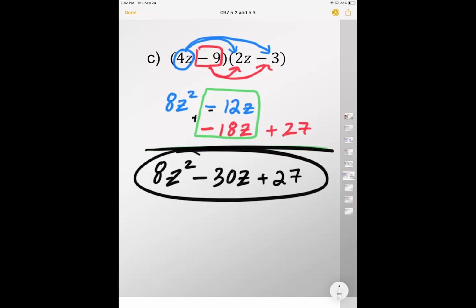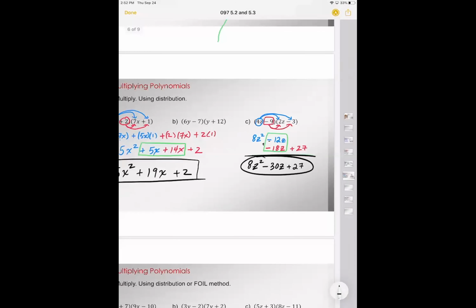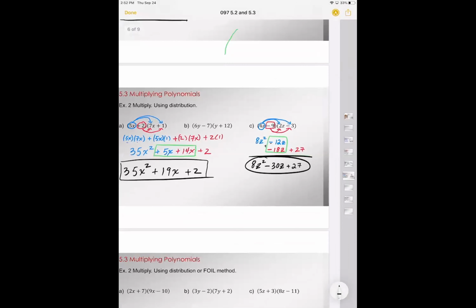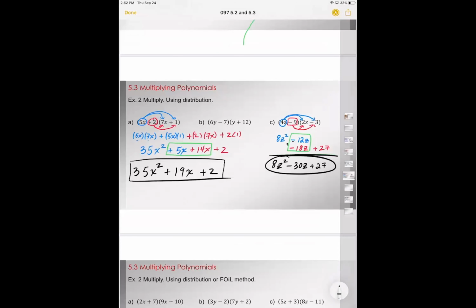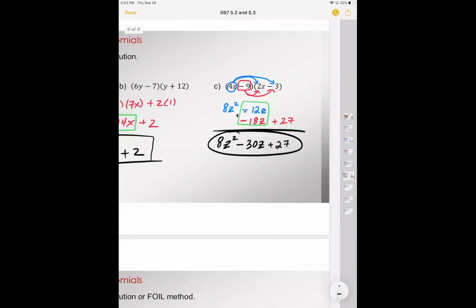So instead of writing horizontally, as you can see, in my part A, I wrote horizontally, and I ran out of room, so that's why I had to do B on another page. But if you run out of room, you can write vertically like this.